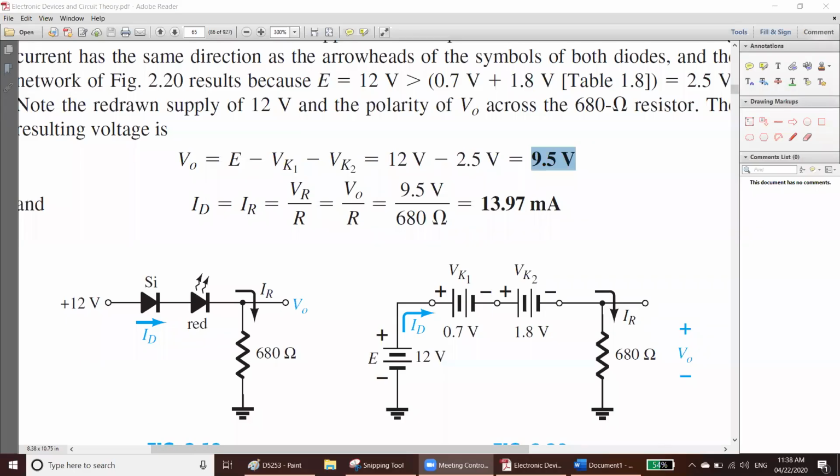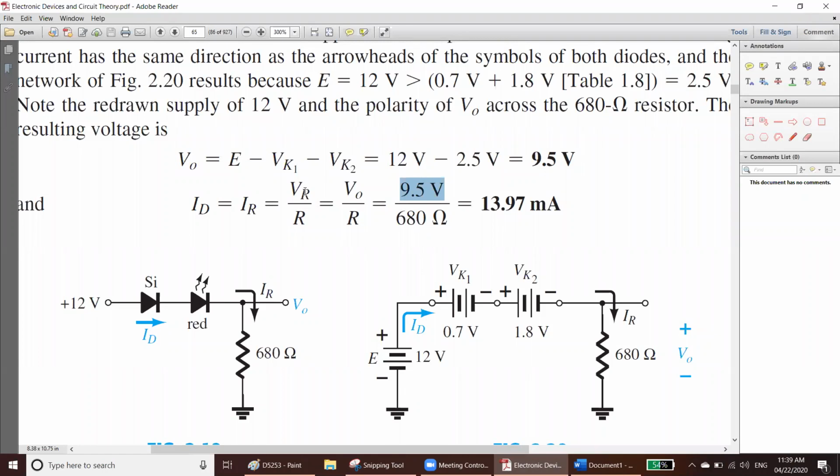Now, see this one. Here your voltage is 9.5 volt. Here your voltage is 0 volt. So there must be a current flow. That is called IR. So IR or ID, whatever you say, because this ID will flow here, right? That is also IR. So your IR must be VR divided by R, because the VR is this one. That means the VO and VR are the same, that is 9.5 volt. And your R is 680 ohm.